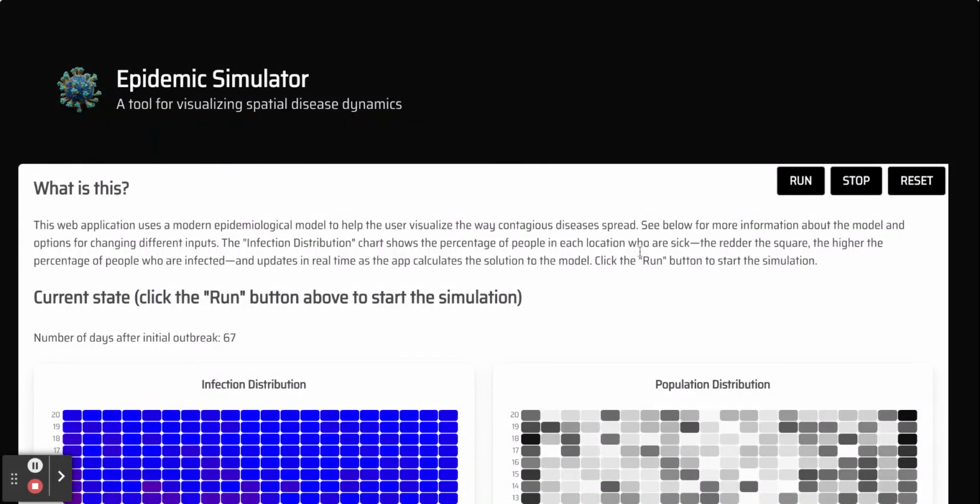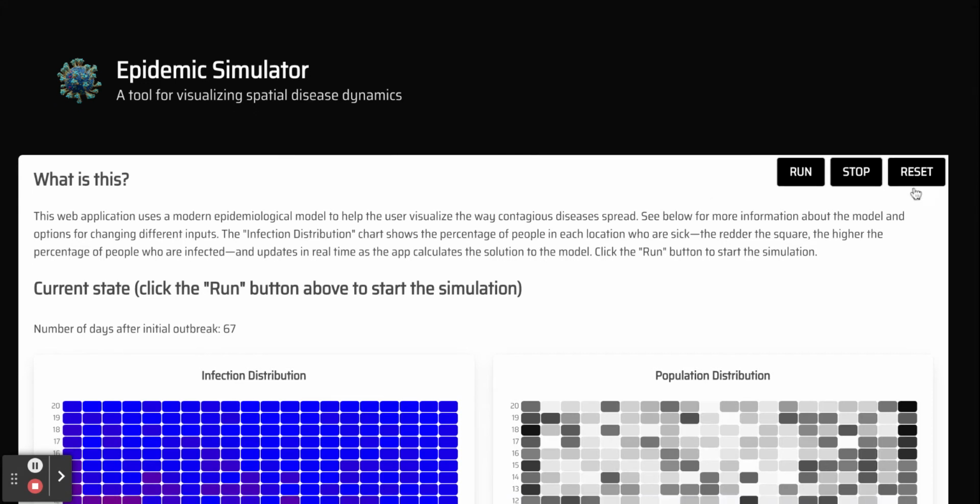Hello, so my name's Steven, and I'm making this quick video to demonstrate this web application I created, which models the spatial spread of a contagious disease. So to get started, I'm going to click Reset, and then I'm going to click Run.